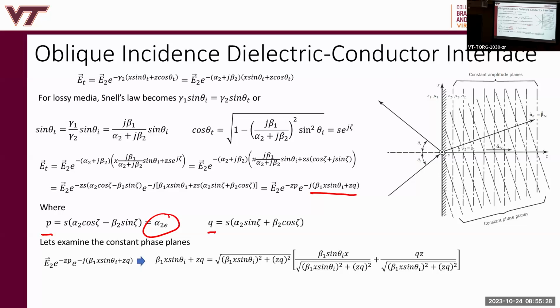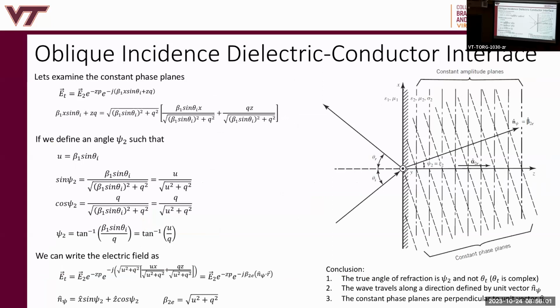Okay. So let's look at the constant phase planes. We have E2 e to the minus ZP and then e to the minus j beta 1 x sine theta I plus ZQ. Let's look at the phase terms only. We end up with beta 1 x sine theta I plus ZQ. We know what Q is, which means we can write it in this form after some algebraic manipulation. So here it is repeated.